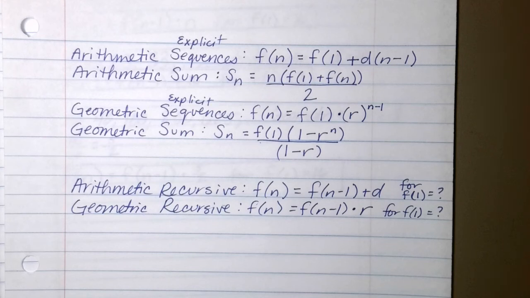Any formula that has a d in it is going to be what kind of formula? If it has a d, it's arithmetic, because arithmetic's the only kind that has a common difference. If there's an r in it, it's automatically geometric. All of our formulas are f of n. All of our sums are S sub n. Yeah? And how do I know if it's an explicit formula or a recursive formula?